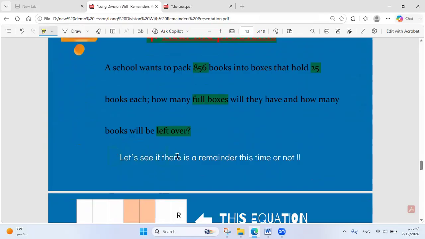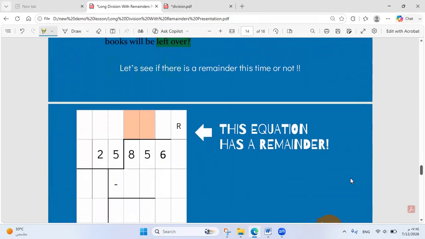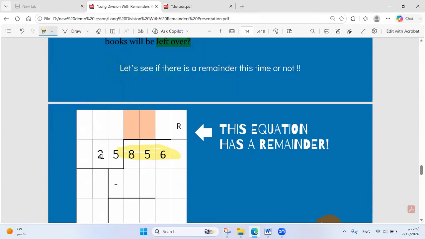Okay, let's see if this question has a remainder this time or not. Okay, let's start. Now we divide which number? 856, this number here, by 25. What is the dividend? Remember, the dividend is 856 and the divisor is 25.